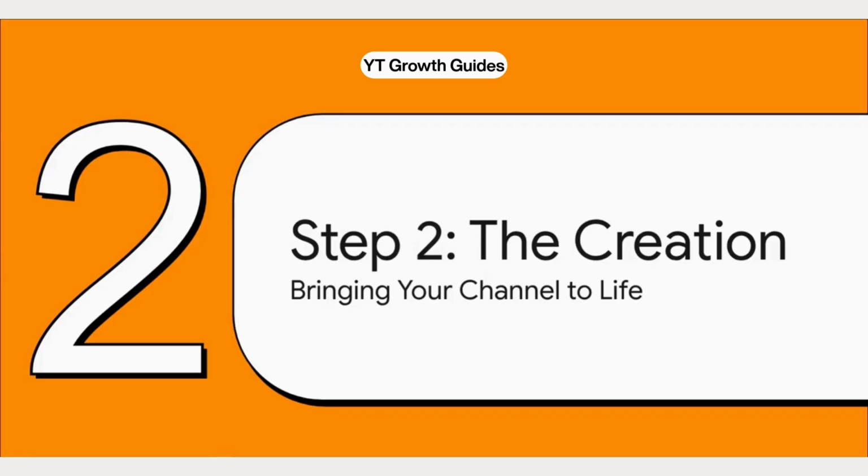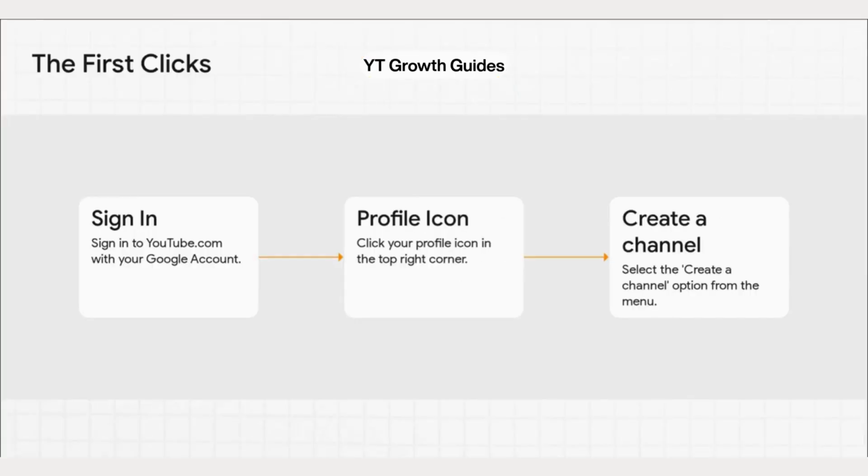All right, with your Google account ready to go, it's time for the main event, actually bringing your channel to life. So go ahead and head over to youtube.com because this next step is where it all becomes real. So once you're on the YouTube homepage and you're all signed in, look up at the top right corner. See that little circle with your picture or initial? Give that a click. A menu's gonna pop up and you'll see the magic words right there, create a channel. That's what you're gonna click next.